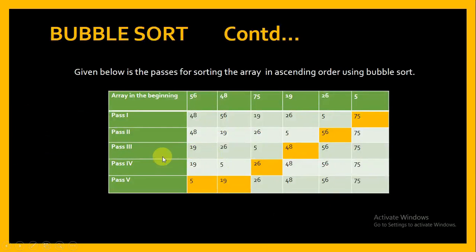So after all the passes, you can say after pass 1, we have 75 changed here. And after pass 2, 56 is the next biggest element. After pass 3, the biggest change is 48, which is bubbled up to the third position. After pass 4, 26 is bubbled up to this position. And after pass 5, 19 will come here, and then 5 will automatically come to the first place. So you can see the entire array is sorted at the end using bubble sort.